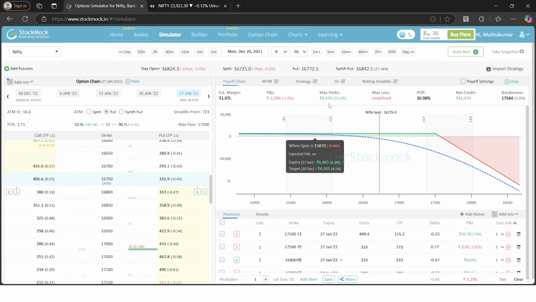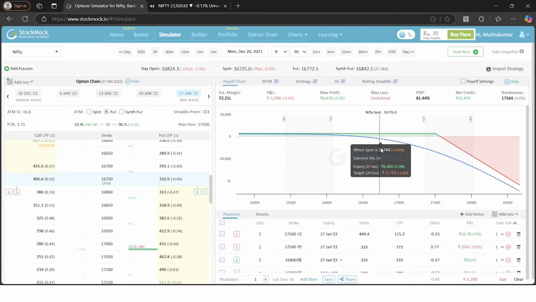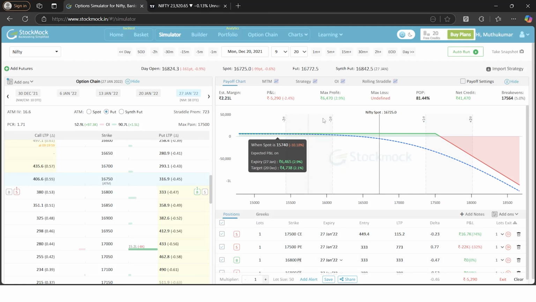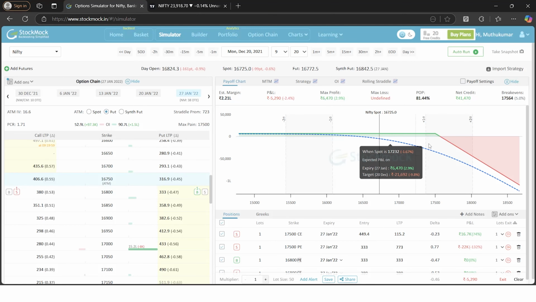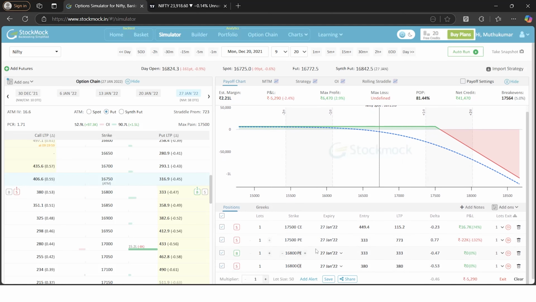Now as you can see, wherever the market goes downside, we will get our 6,740 rupees premium. On the other hand, if the market goes to 17,500, which is our initial straddle price, we will be in a loss in the synthetic future leg, and we will be in a profit in the straddle. So let's see how this went.